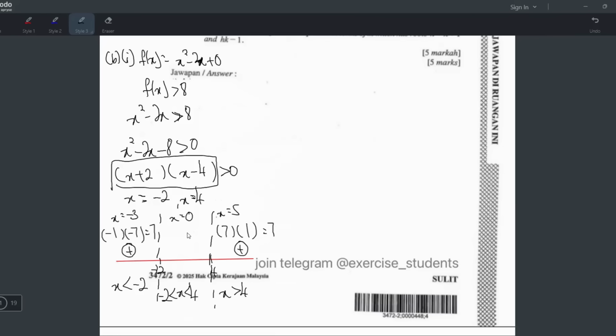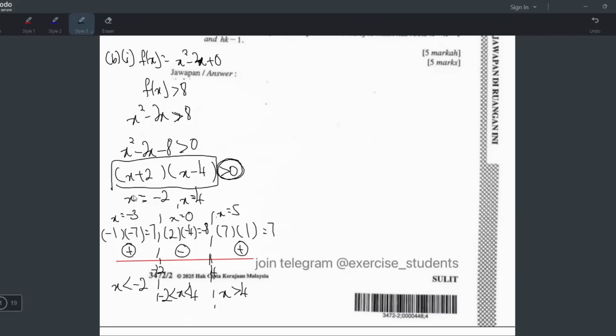So I think I'll just choose 0, because when you sub 0, it becomes very easy, right? So 0 plus 2, you get 2. 0 minus 4 is negative 4. And in the end, you get negative 8. But we don't care about the value here. We only care about the sign. So it's negative.